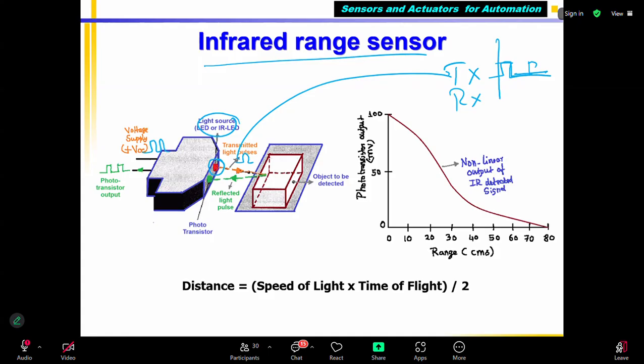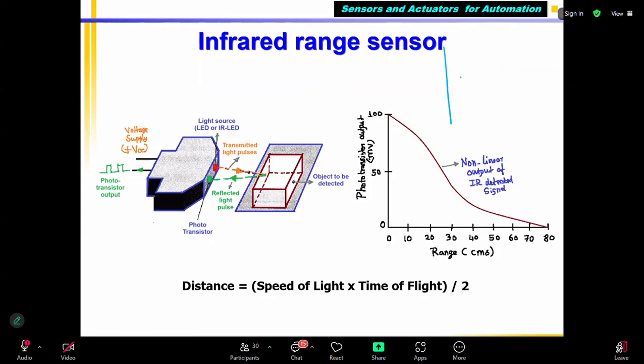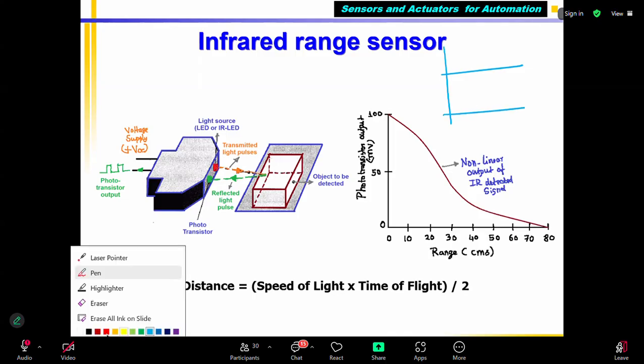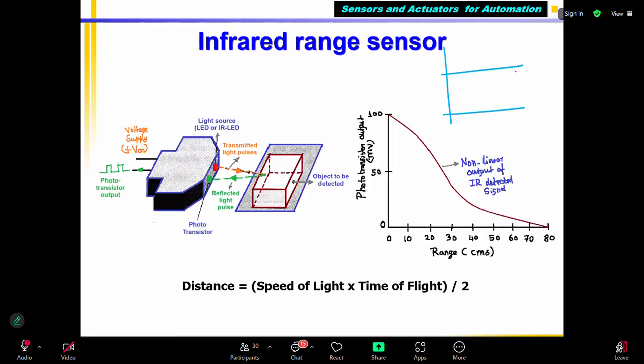Let me clear it. Maybe at t equal to 0, this is the time axis. At t equal to 0, a light pulse is emitted. The duration of the light pulse is generally microseconds. What type of light? Infrared light, generated by this IR diode. For that, I am giving a pulsed voltage. Okay, I gave one pulse.